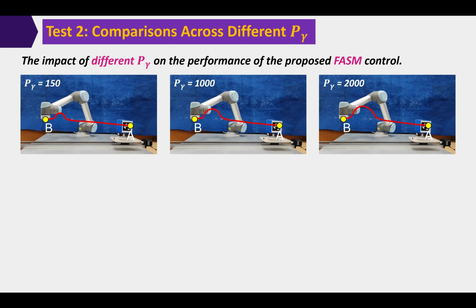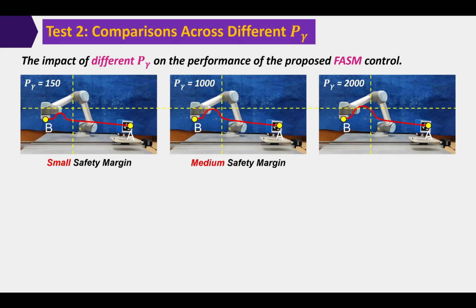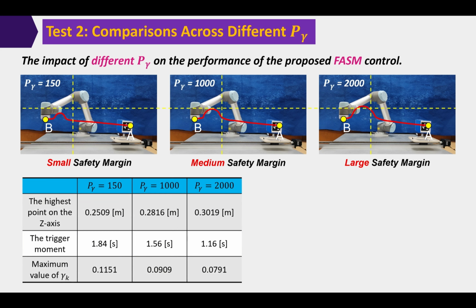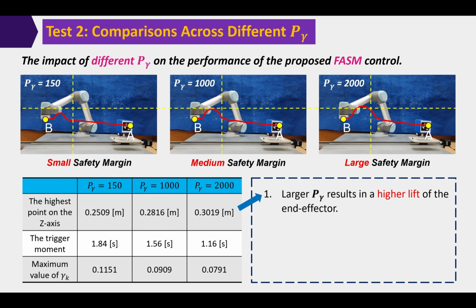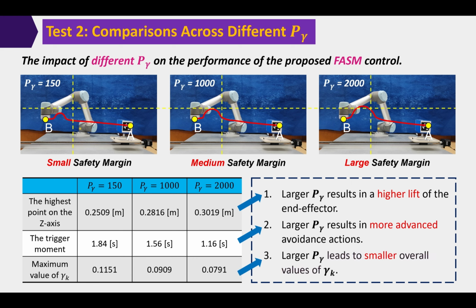Different values of p-gamma provide adjustable safety margins, with larger values corresponding to greater safety margins. Specifically, p-gamma equals 150, 1000, and 2000 correspond to small, medium, and large safety margins, respectively. As shown by the table, larger p-gamma results in a higher lift of the end effector. Larger p-gamma results in more advanced avoidance actions. Larger p-gamma leads to smaller overall values of gamma k.